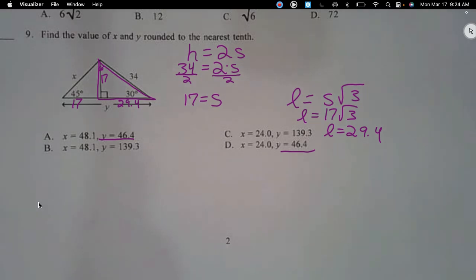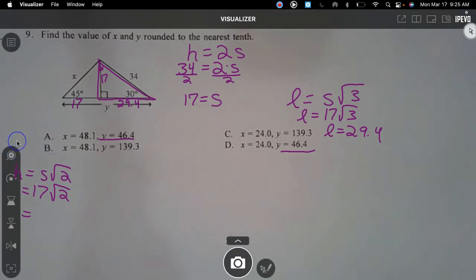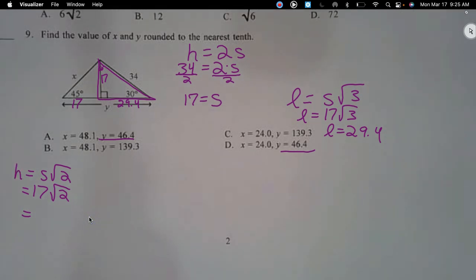Okay, then the last thing, we find the hypotenuse of the 45, 45, 90. So there it is right there. Look at the top box. It is S square root of 2. So it's 17 square root of 2. You did 17 times the square root of 2? Oh, no. Sorry, I just did 17 square root. It should be 17 square root of 2. 24.0. There's that, which would be D. Did you get that one this time, Lexi?